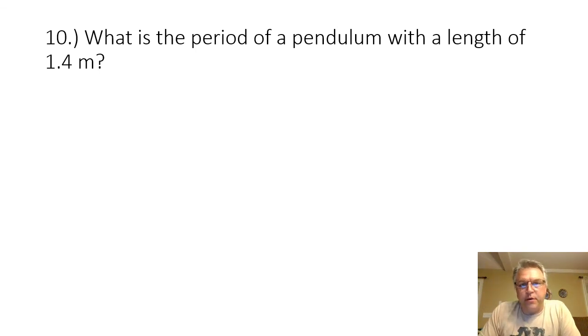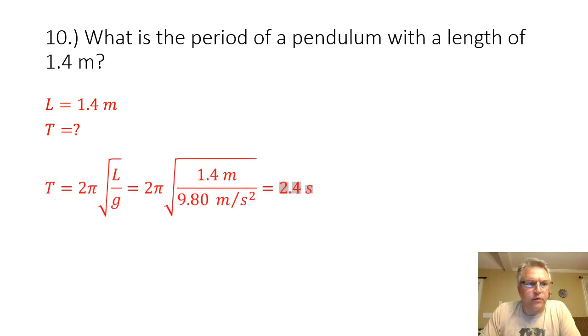Problem 10, ending on a pretty easy problem here. What is the period of a pendulum with a length of 1.4 meters? We're given the length of the pendulum, 1.4 meters, and we are being asked to find the period. So when we use our pendulum formula, we don't need to do any rearranging. We're already solved for period. T equals 2 pi times the square root of L over g. I plug in my length and my gravitational acceleration, again, assuming that it is on Earth, and that is going to give me a period for this pendulum of 2.4 seconds.